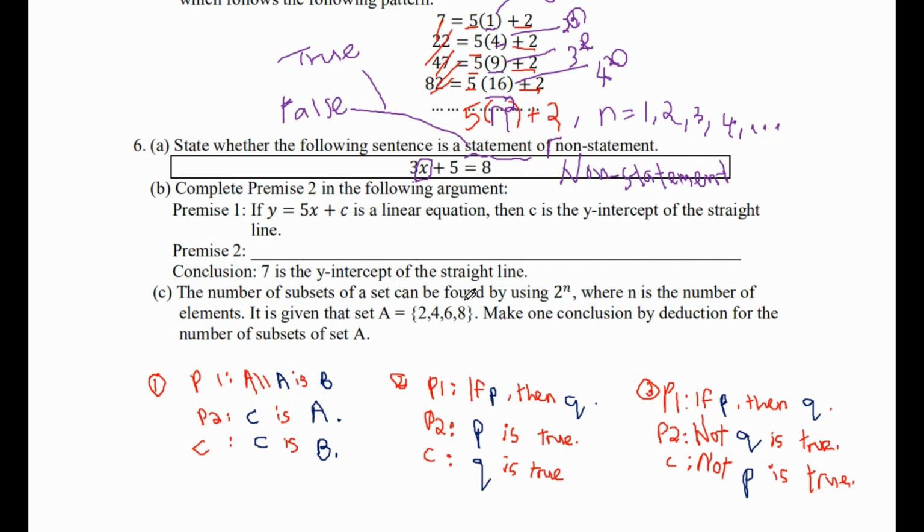Complete premise 2. Okay, so same step, we just cancel all the similar words between premise 1 and conclusion. Y-intercept of the straight line. Okay, C. That means C equals to 7. Just compare. So C is 7. So the answer will be y equals to 5x plus 7 is a linear equation.